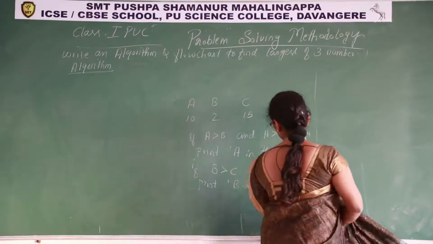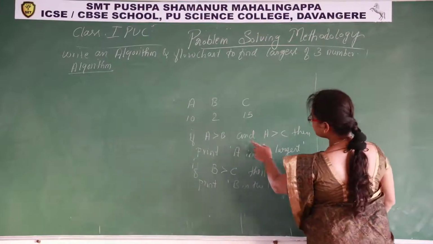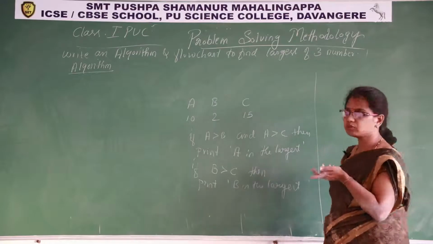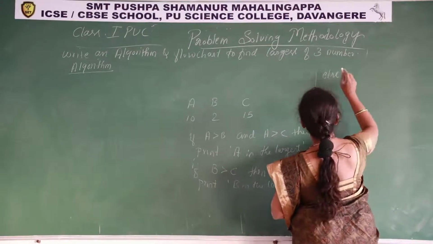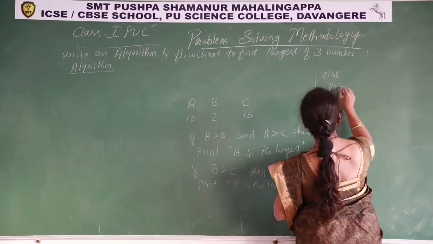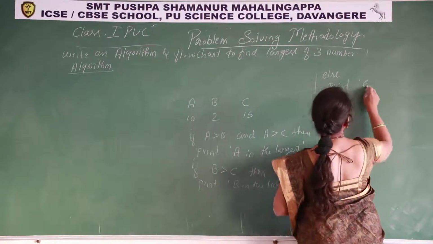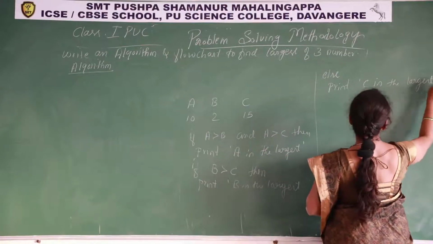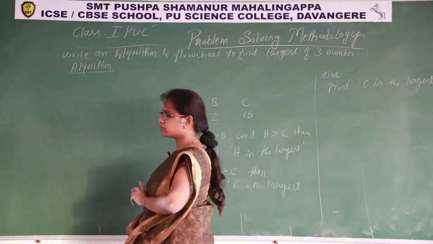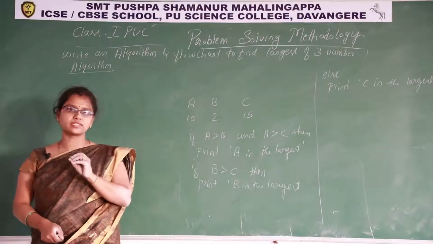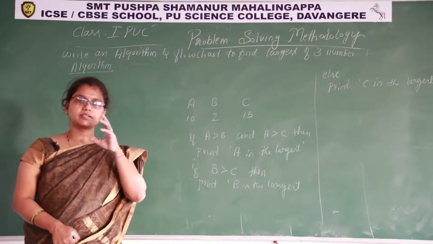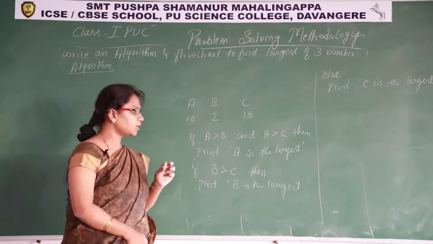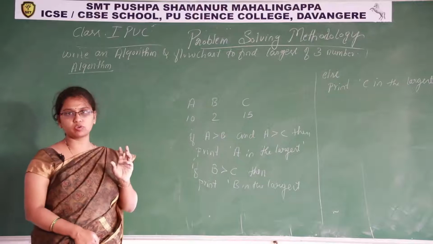Now, if this condition is not satisfied, if this also is not satisfied, then what does it mean? C is the largest, no? I can write else: print, else meaning the default case, 'C is the largest'. See, while writing an algorithm also, we should follow minimum rules. There is no strict restriction while writing an algorithm, but there is a format. At least this minimum format we must follow.